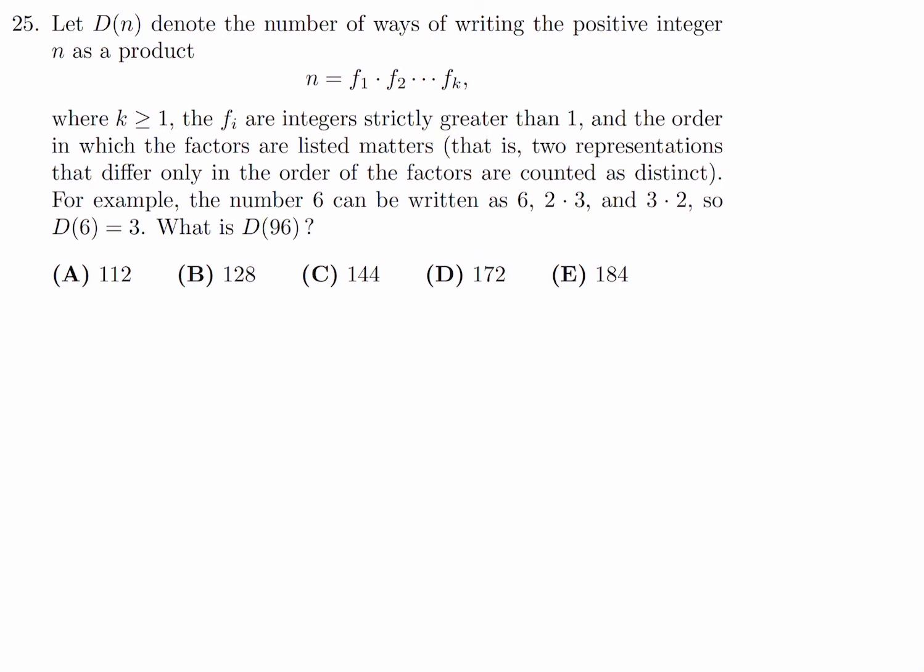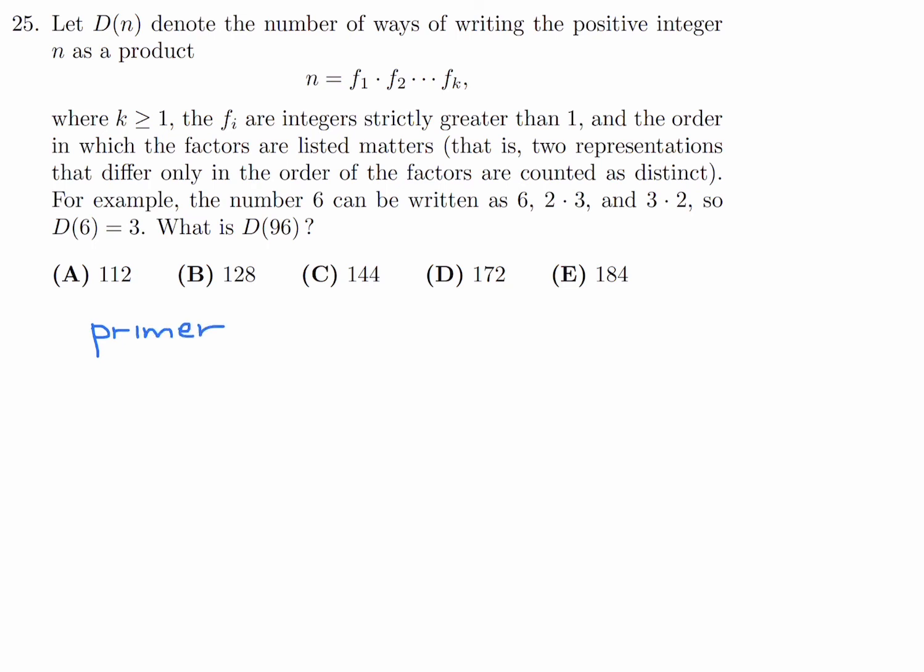Let D(n) denote the number of ways of writing the positive integer n as a product n equals f1 times f2 dot dot dot until fk, where k is greater than or equal to 1. The fi are integers strictly greater than 1, and the order in which the factors are listed matters. That is, 2 representations that differ only in the order of the factors are counted as distinct. For example, the number 6 can be written as 6, 2 times 3, and 3 times 2, so D(6) is 3. What is D(96)?